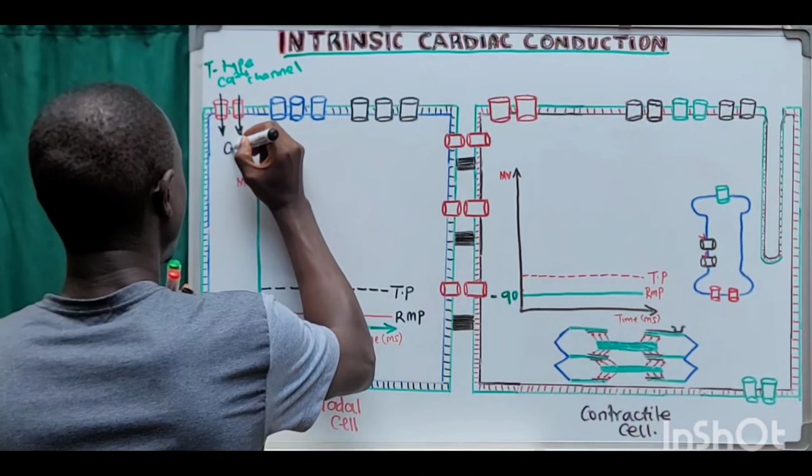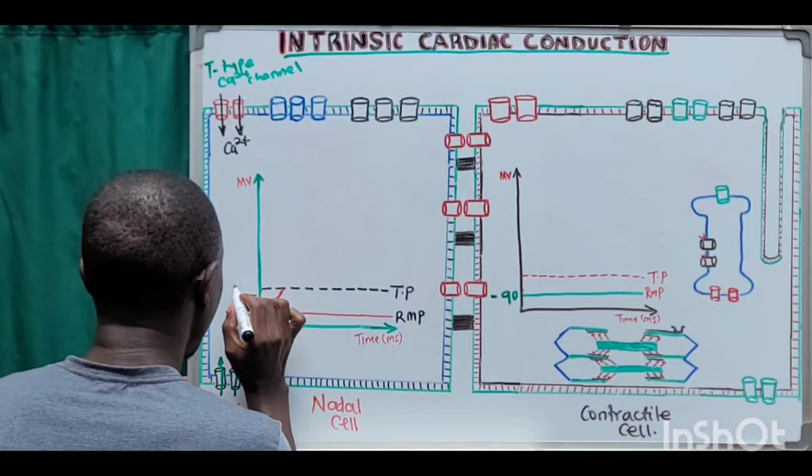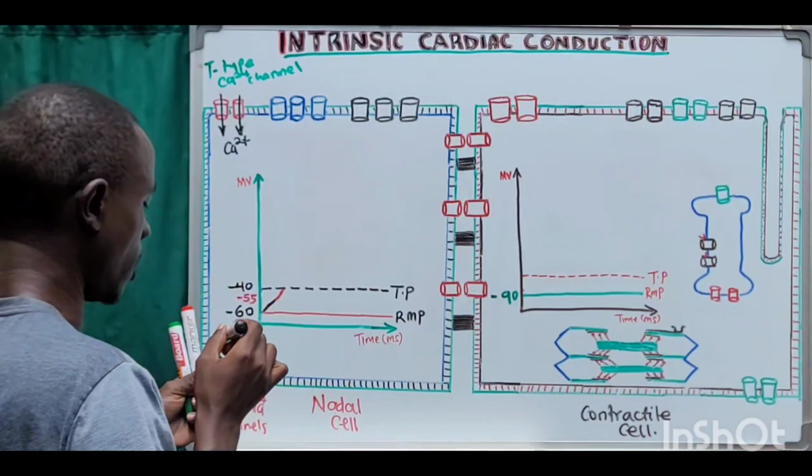Now the question is, what is the threshold potential for this nodal cell? It is generally around negative 40 millivolts. When the membrane potential reaches threshold, something very interesting happens. We have channels that are waiting to open when the threshold potential is reached for this nodal cell. Do you know what these channels are called?